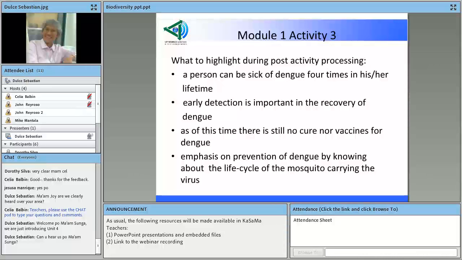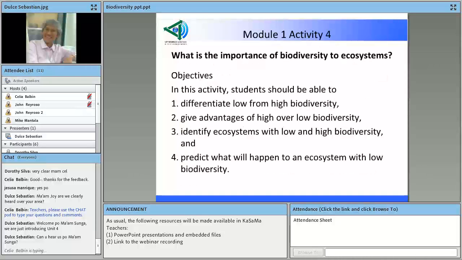So, tandaan ng ating mga bata yan. Early detection is important. And we should remember that there is still no cure or vaccines for dengue. When they take up the life cycle of the mosquito that carries the dengue virus, they should be able to know the different ways to prevent dengue. Okay, let's go to activity 4.